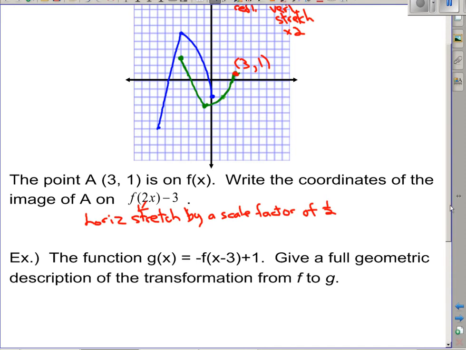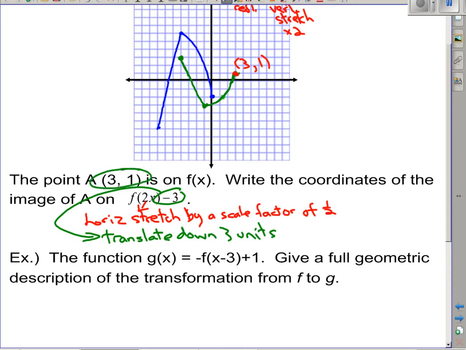And the minus 3, that's going to be a translation down 3. Okay, so I take my point (3, 1). The 3 is affected by my width, so it's going to be half as wide out from the y-axis. It used to be 3 units out, so now it'll be 1.5, or 3 over 2. My y value was 1. Now it's going to be down 3 units from 1, or at -2.